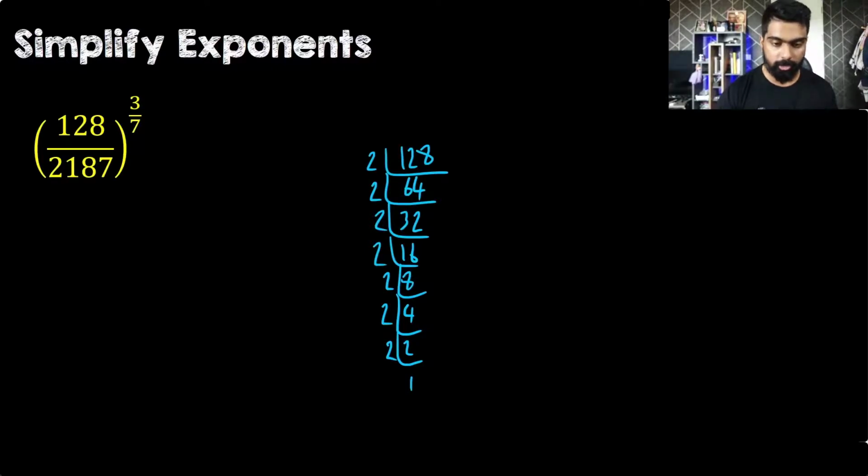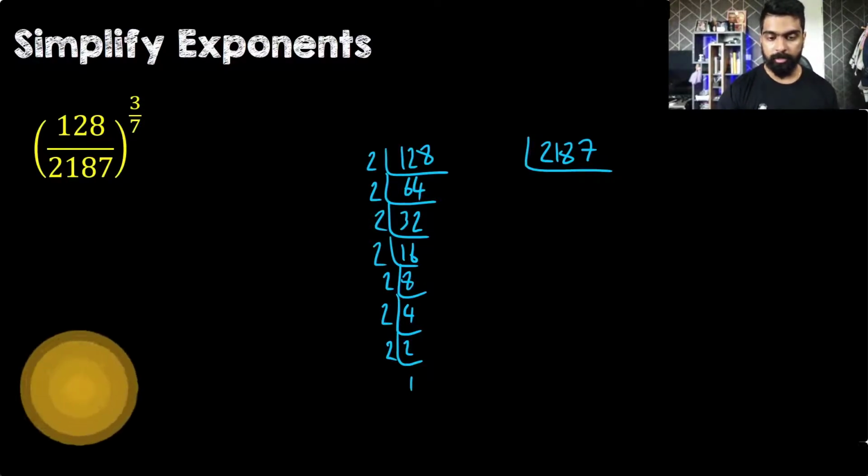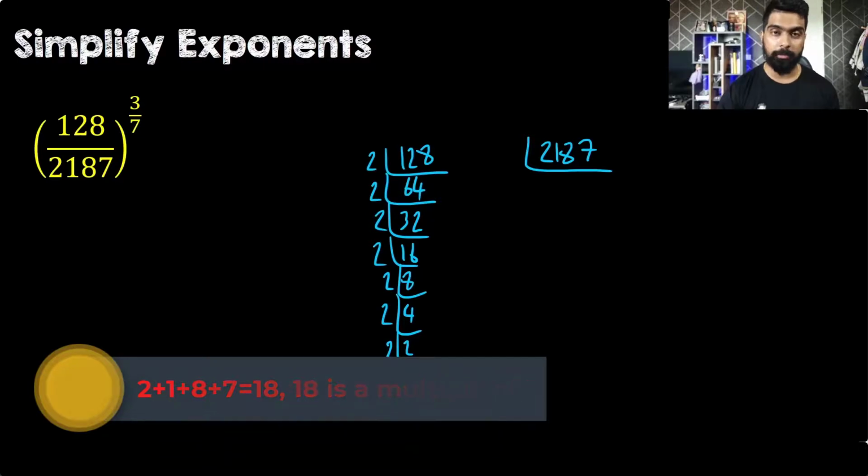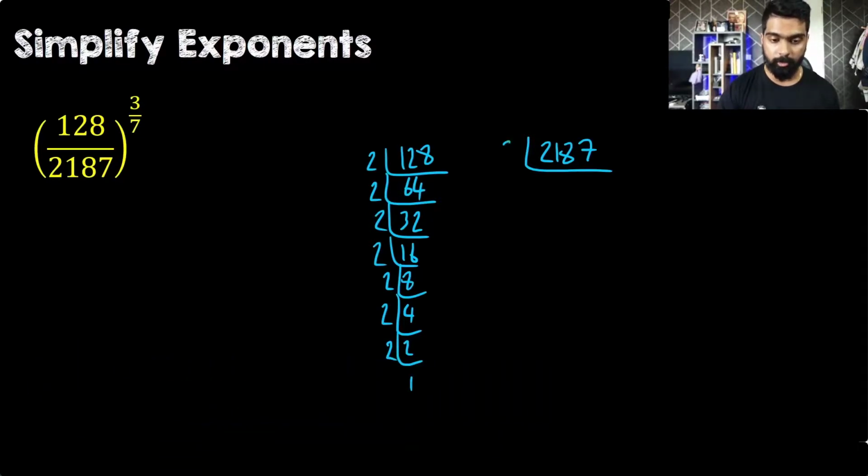Now let's take a look at 2187. Now if you take a look at it, the sum of the digits add up to how much? 2 plus 1 is 3, 3 plus 8 is 11, 11 plus 7 is 18. So if the sum of the digits is a multiple of 3, it can divide by 3, right? So we know that this can divide by 3. So divide this by 3, we get 729.